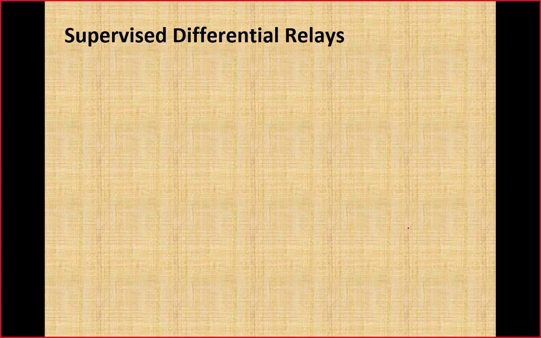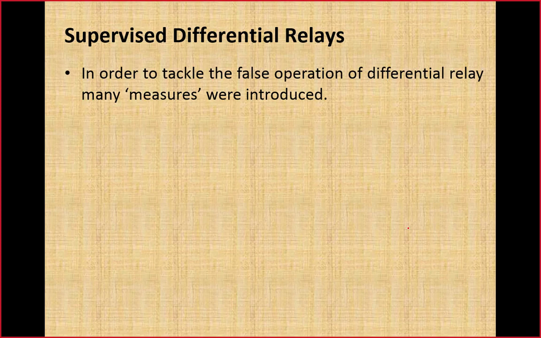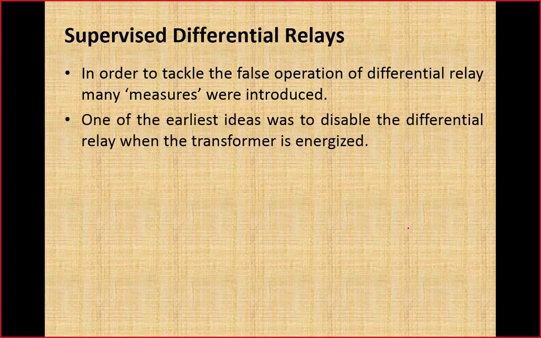So that is the supervised differential relay. A type of supervision is required to block the operation of the differential relay. In order to tackle the false operation of the differential relay, many measures were introduced. One of the earliest ideas was to disable the differential relay when the transformer is energized, because the differential relay would not allow this transformer to get energized. As soon as the transformer draws inrush current, the differential relay will give a trip signal to the breaker and the transformer gets isolated again.